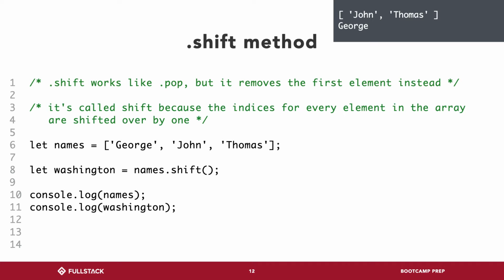So pop would not affect any of these elements. If we did dot pop, George and John would stay the same. Shift actually moves everything over. Okay?